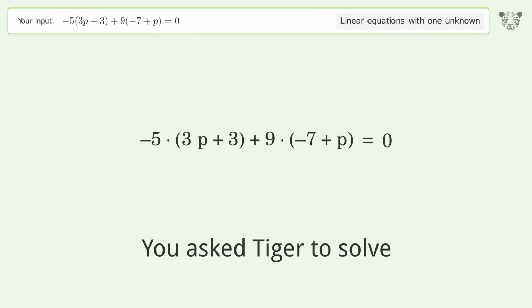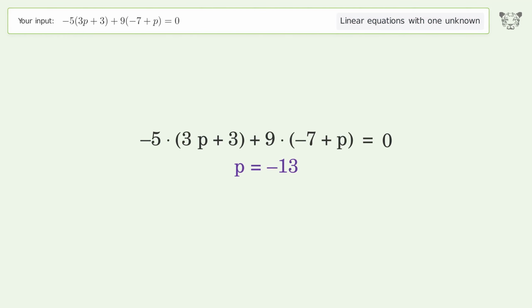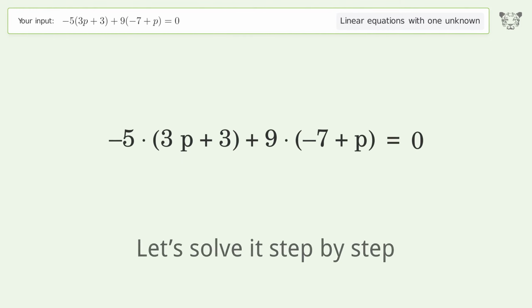You ask Tiger to solve. This deals with linear equations with one unknown. The final result is p equals -13. Let's solve it step by step.